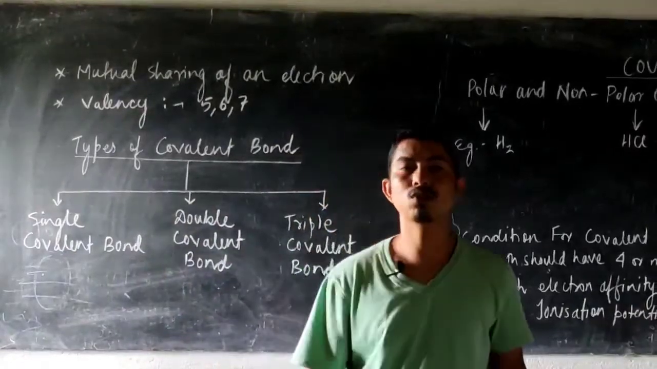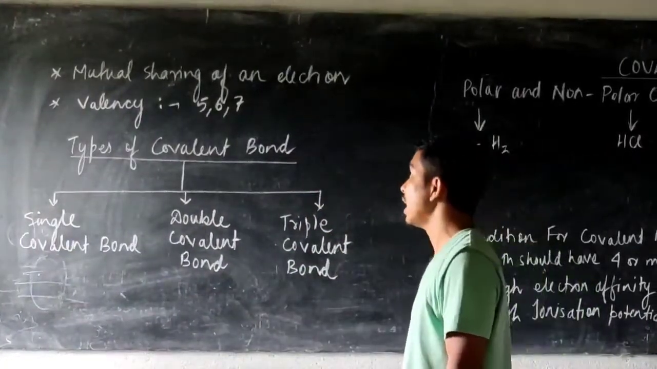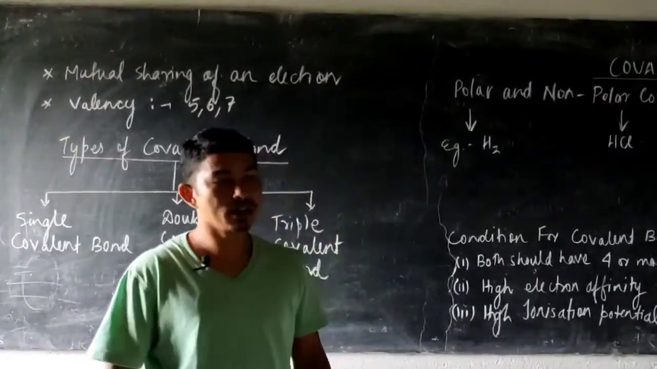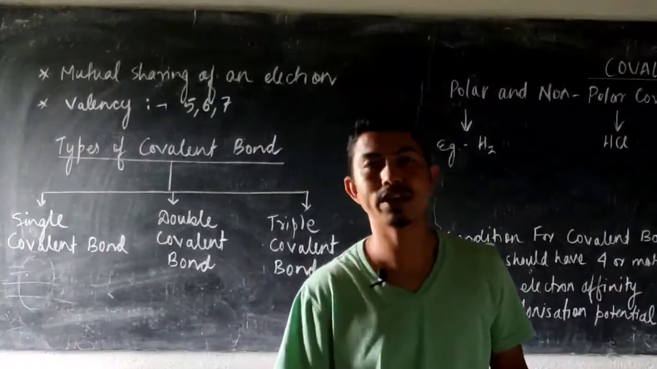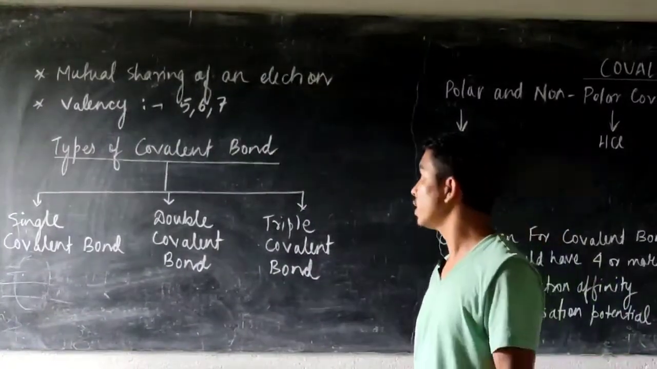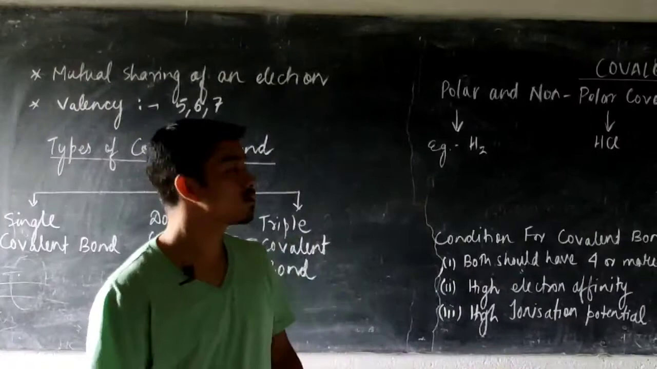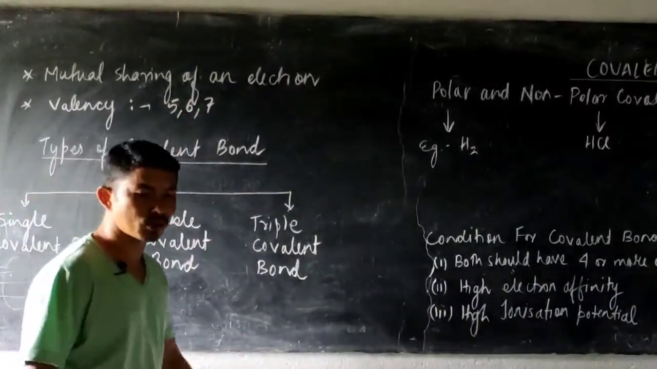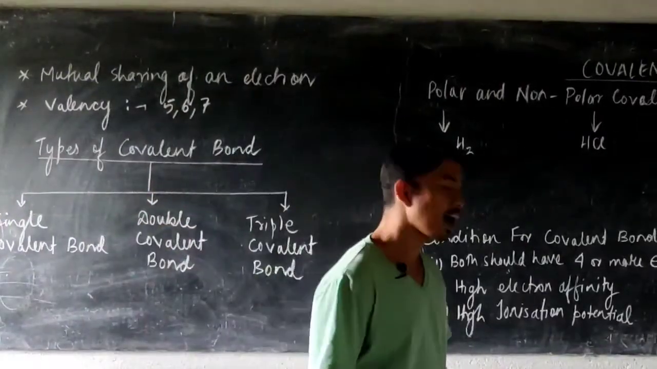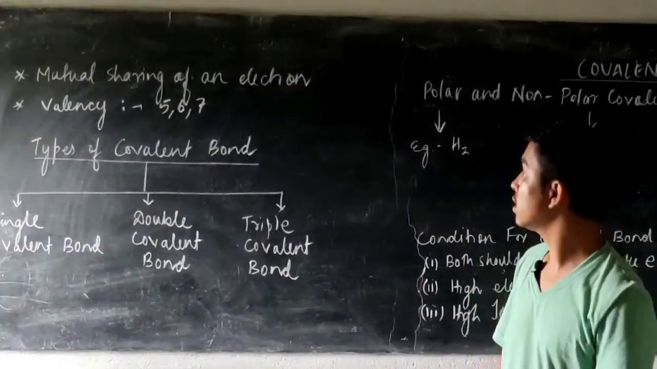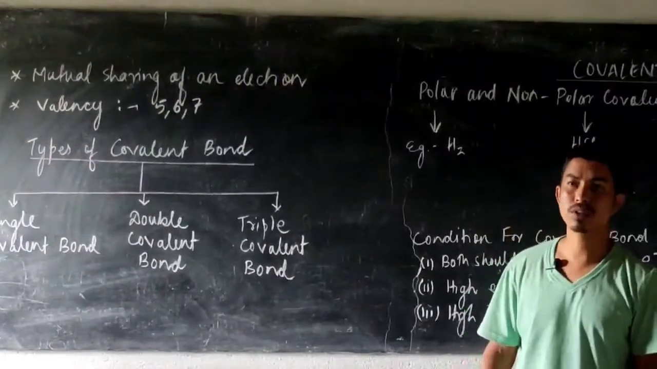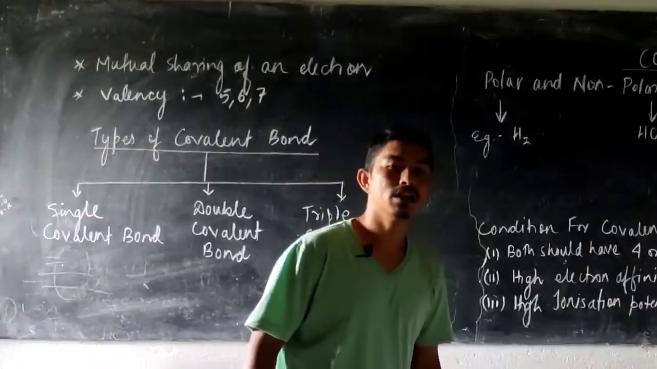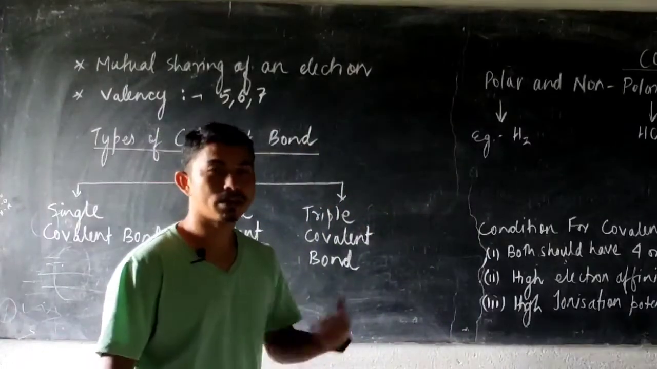For this, the two combining atoms must have 5, 6 or 7 valence electrons. It's only carbon, an exceptional case, which has 4 electrons and forms a covalent bond. The reason behind this is, if an atom has 5, 6 or 7 electrons in the outermost orbit, it has a very high ionization potential. Thus, none of the combining atoms can lose an electron. So the only way to gain stability is by sharing pairs of electrons, or even more than one pair of electrons.